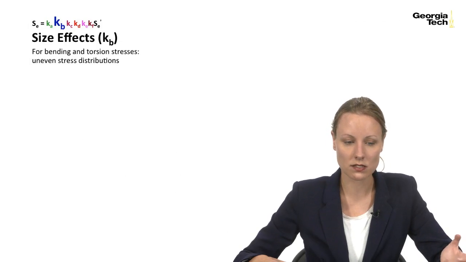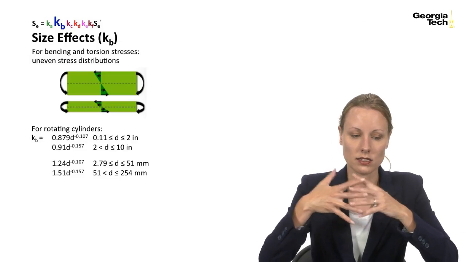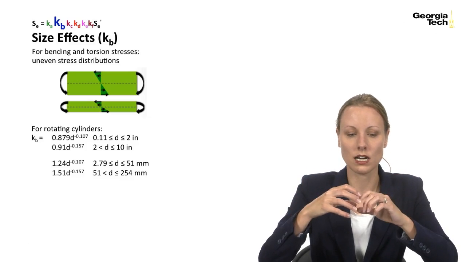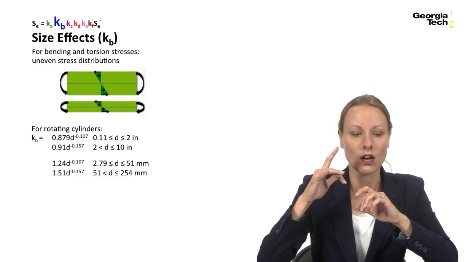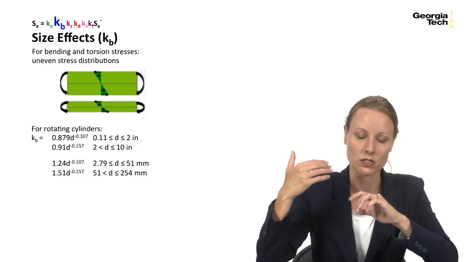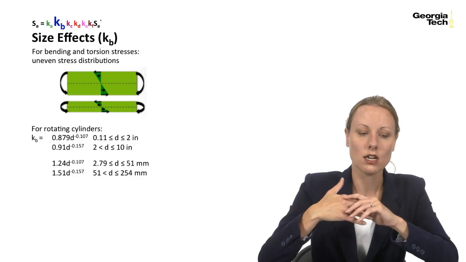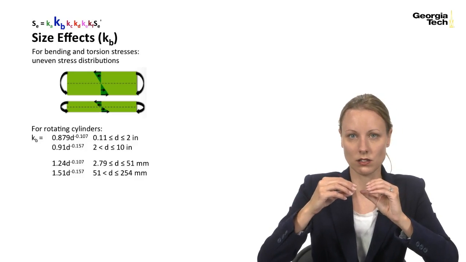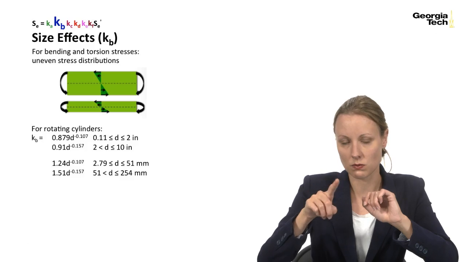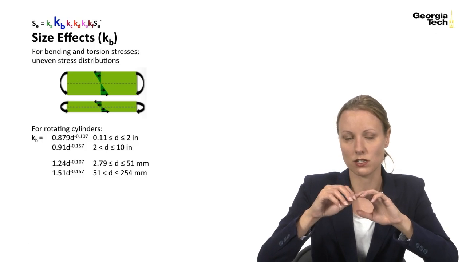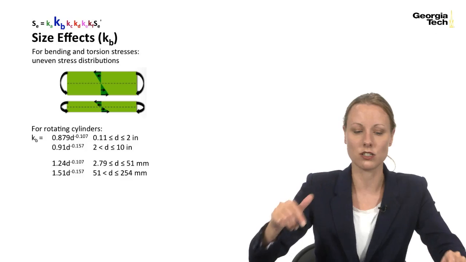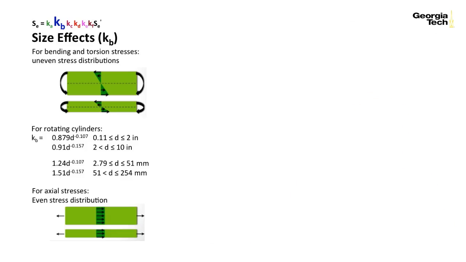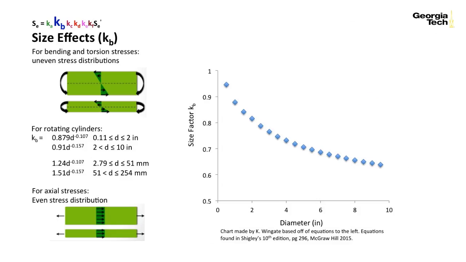There's also size effects. If you look at a cylinder that's rotating in either torsion or bending, it has uneven stress distributions where the stresses are really high at the surface and really low in the middle. So the smaller the cylinder, the less area in these really high stress distributions, whereas the larger the cylinder, the more material there is in the high stress regions. And what was found is that you get a decrease in the amount of endurance limit.